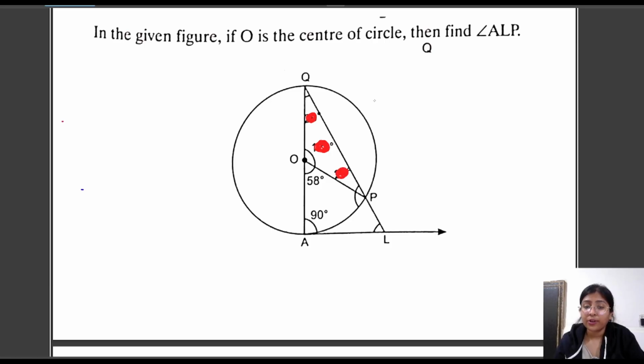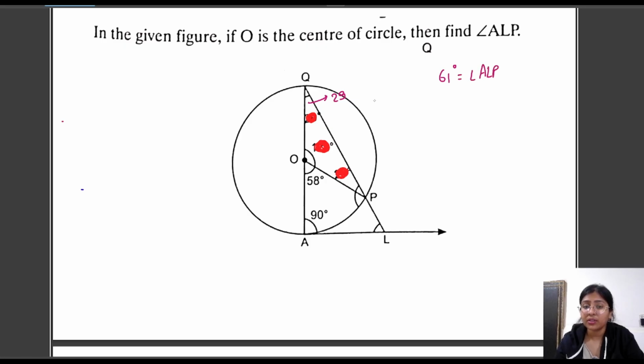As we already know from the class 9 theorem, the angle subtended at the center is twice the angle subtended on the circumference, the remaining part of the circle. If this angle is 58, this angle will be half of 58, that is 29. Yes or no? Yes. If this is 29, this is 90, we can find this angle by the angle sum property in triangle QAL. Yes, apply angle sum property. So we will have the value 61 equals angle ALP.